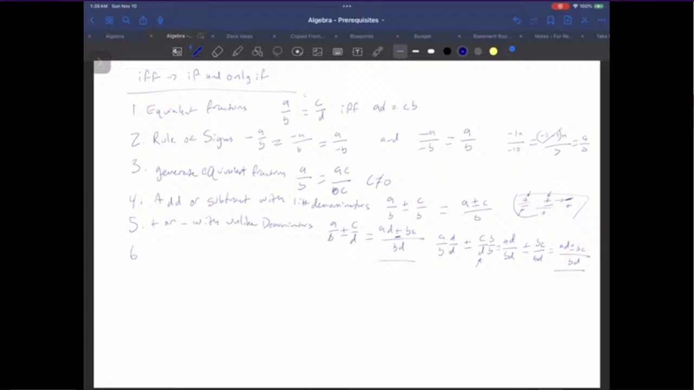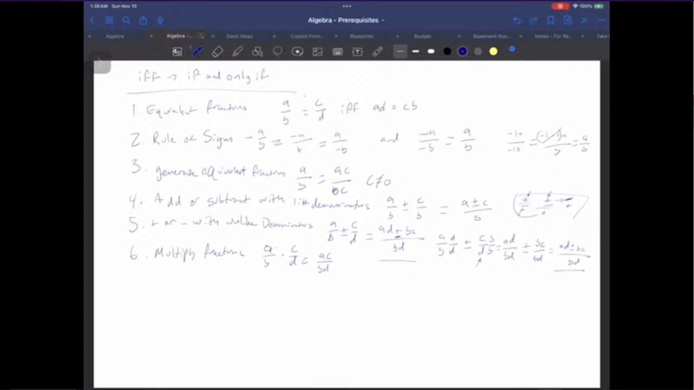6, when you multiply fractions, you have A over B times C over D. You just multiply the numerators and the denominators. So AC over BD. Very simple. You just take what's on the top, multiply it, you take what's on the bottom, multiply it. And we'll give you an example to show that this is true.